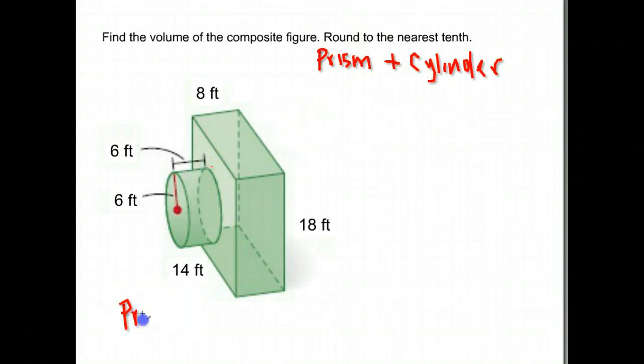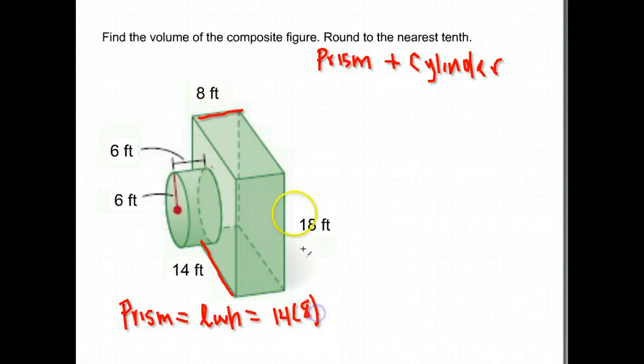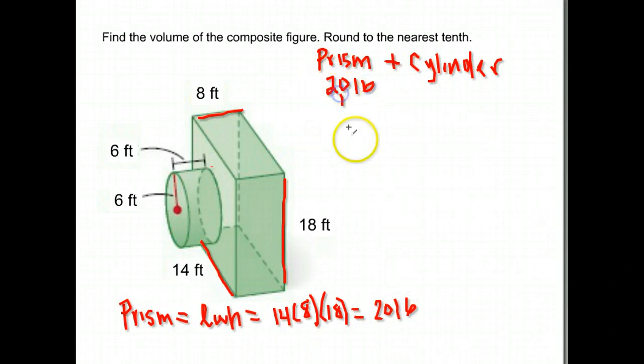Okay, I'm going to come down here. It's a rectangular prism, so its volume is length times width times height. So for the prism, we have looks like a length of 14, a width of 8, and a height of 18. Multiply those across. 14 times 8 times 18 is 2016. Okay, so my volume of my prism is 2016.